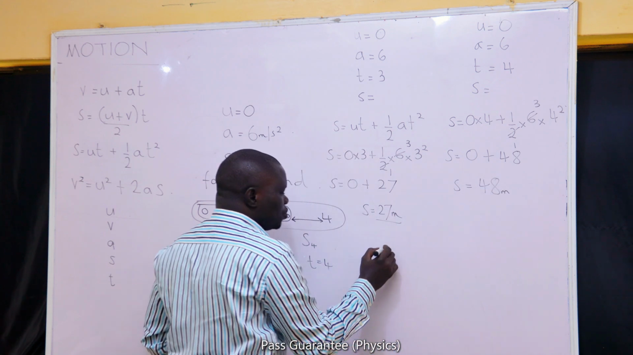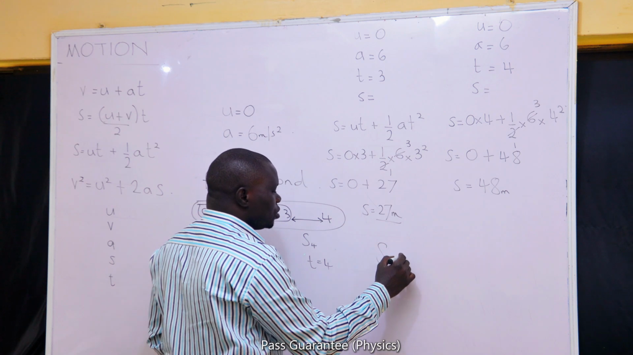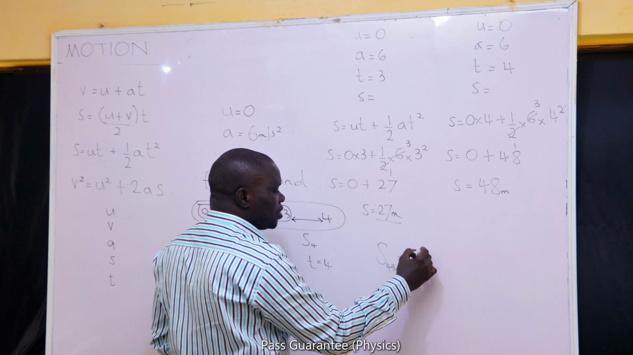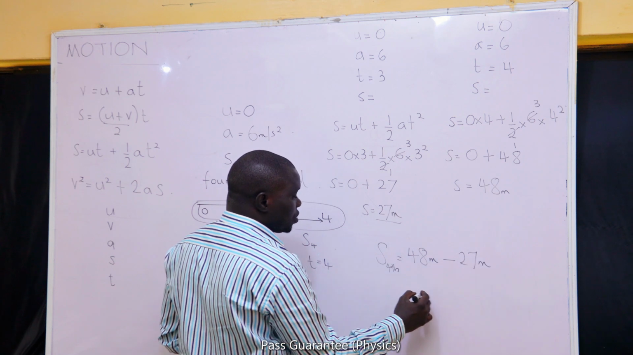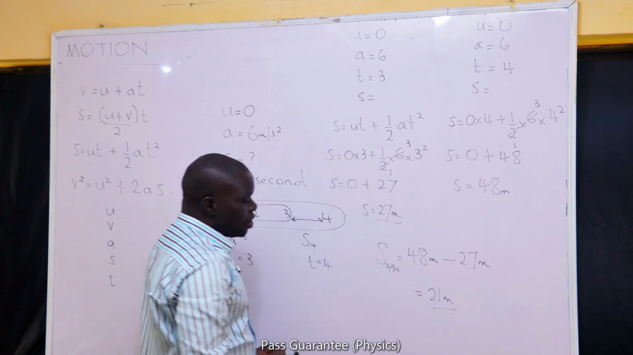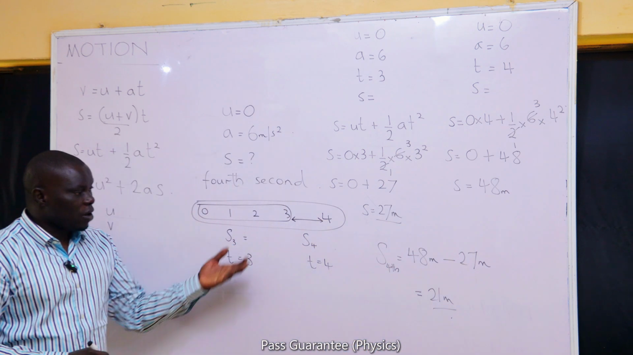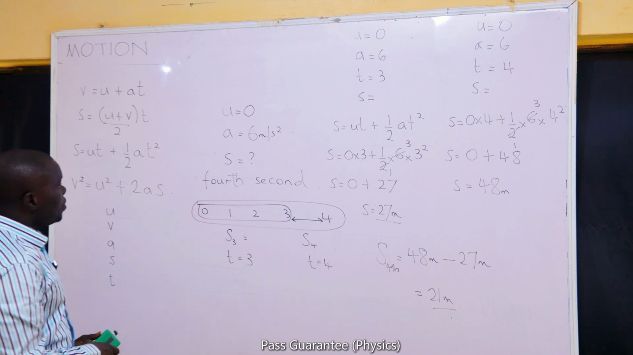The distance traveled within the 4th second must now be equal to the distance traveled after 4 seconds, 48 meters, minus the distance traveled after 3 seconds, 27 meters, and that should clearly give us 21 meters. So that is how to solve questions that require you to find the distance within a positional time value. Now, we continue.